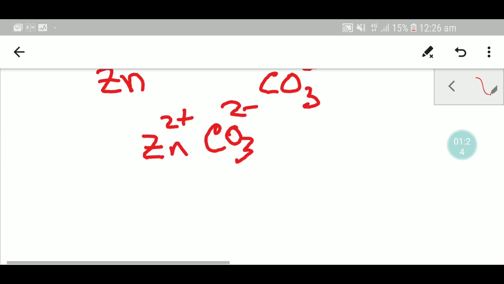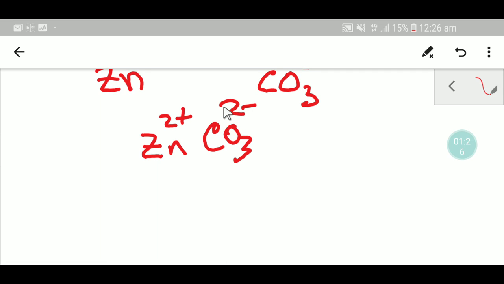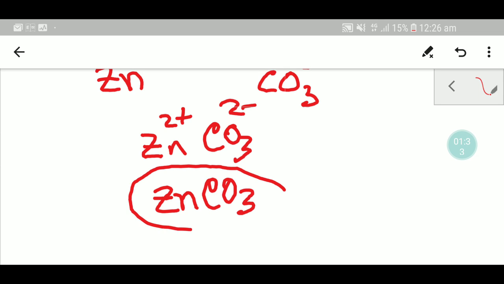So here 2+ and 2- cancel each other out, so we are getting here zinc carbonate. So this is the formula of zinc carbonate, right?